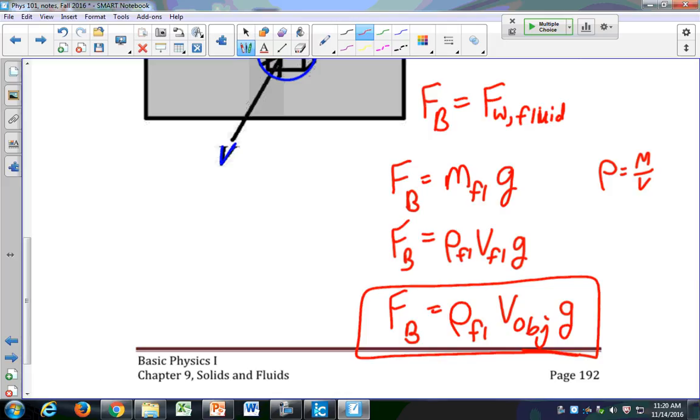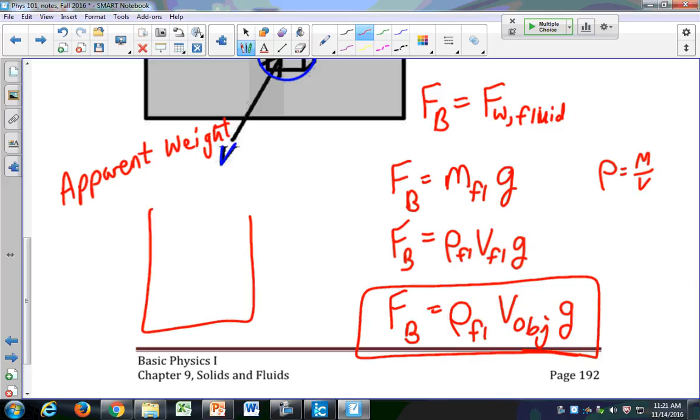We talk about apparent weight or apparent mass. I'll call it apparent weight because it's really a force that we're talking about. So imagine that I have an object where the buoyant force is here and the weight is here. The apparent weight, I'll call it FA, is equal to the weight minus the buoyant force.